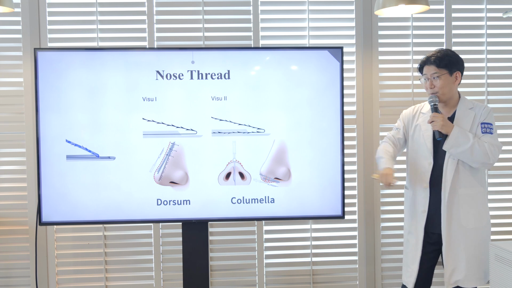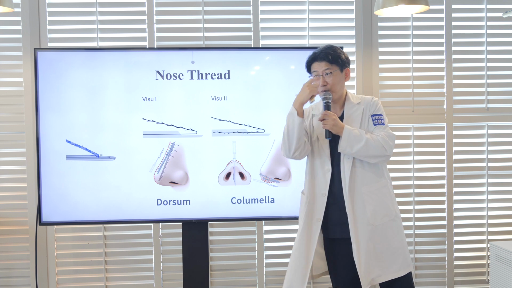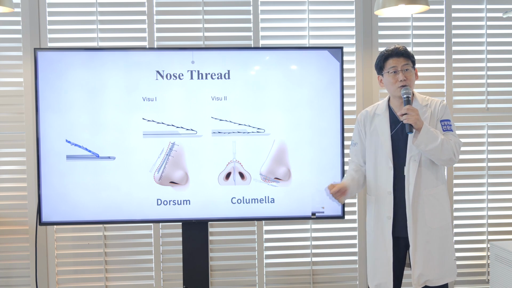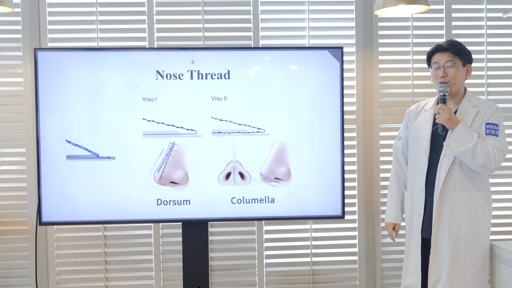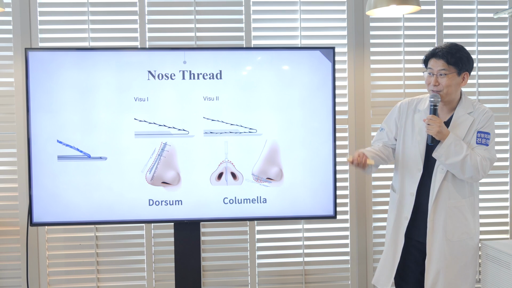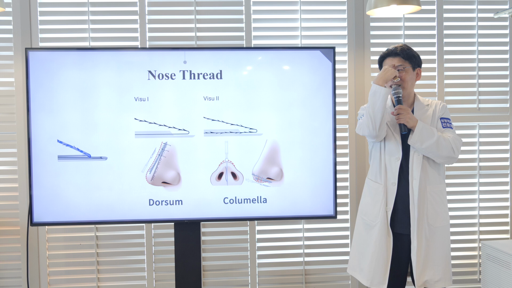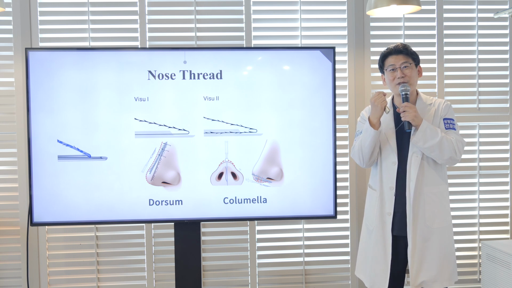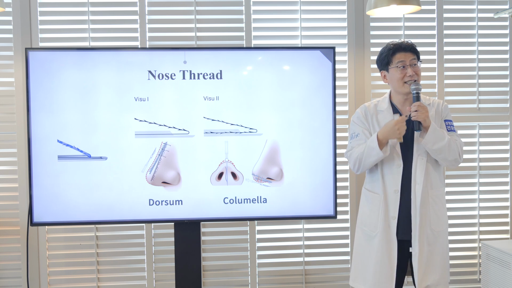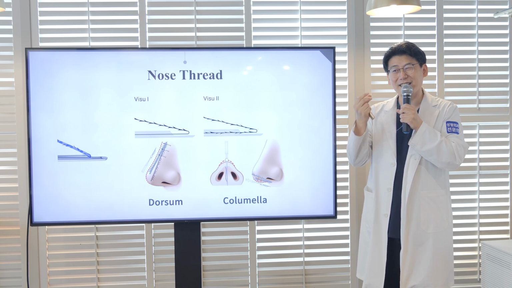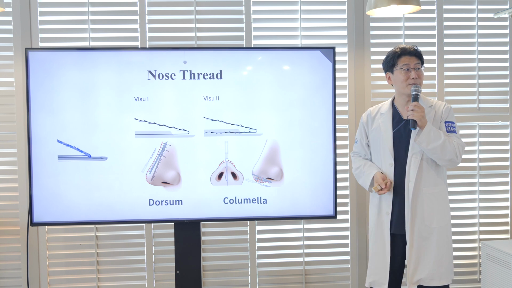There are two types. Visu 1 is for the elongation of the dorsum. Visu 2 is for the elongation of the columella. Usually in Korea, there are a lot of people who want to augment their nose. It's quite different. With filler, we can augment the nasal dorsum, but it's very difficult to use filler to elongate the columella because it's quite dangerous. But with the help of this thread, it's very easy.